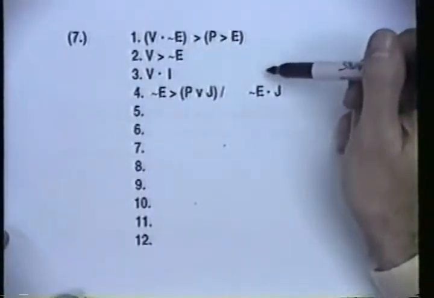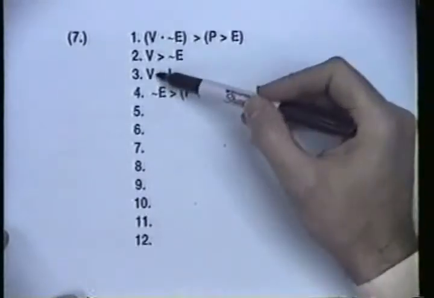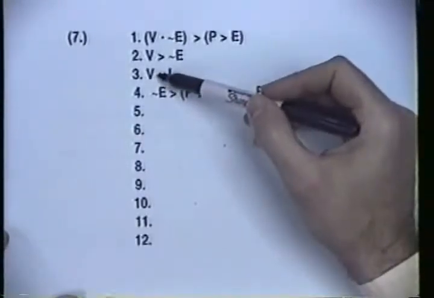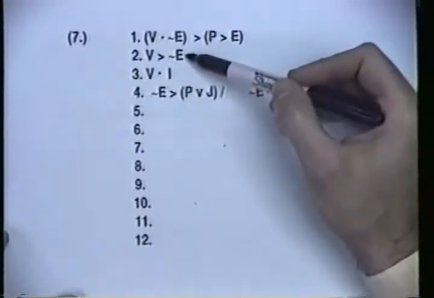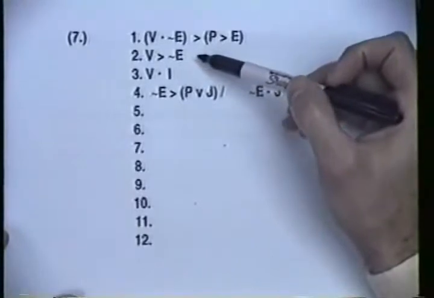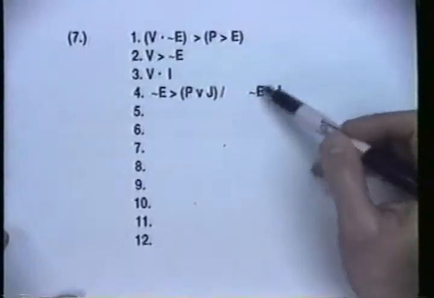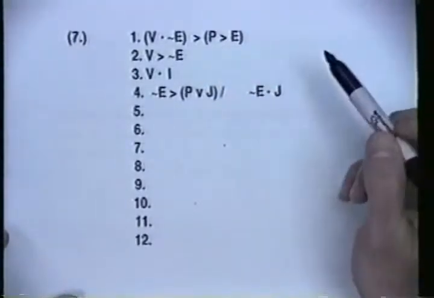You see that's going to be simple because here's V. We can simplify and get V from line 3. Here's not E. V and line 2 will give us not E with modus ponens. So that's no problem at all. We'll get that right away. So we know how we're going to get not E. How are we going to get J?